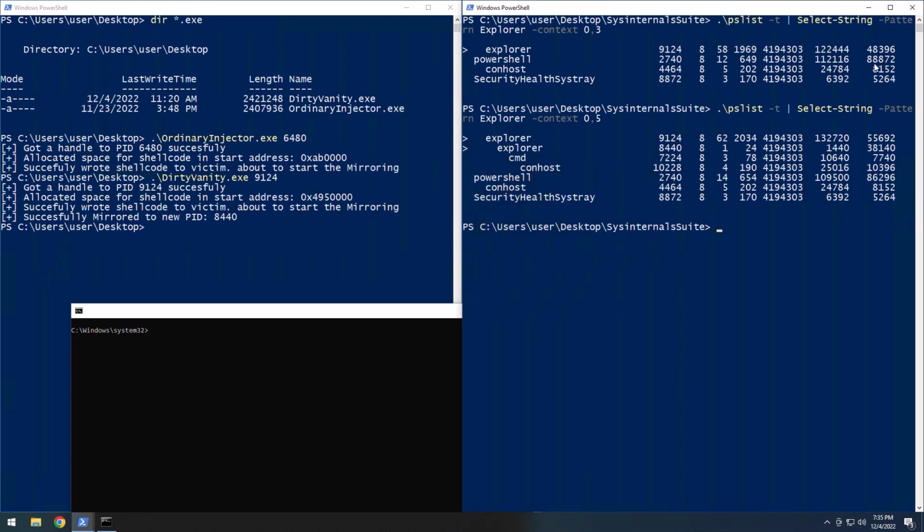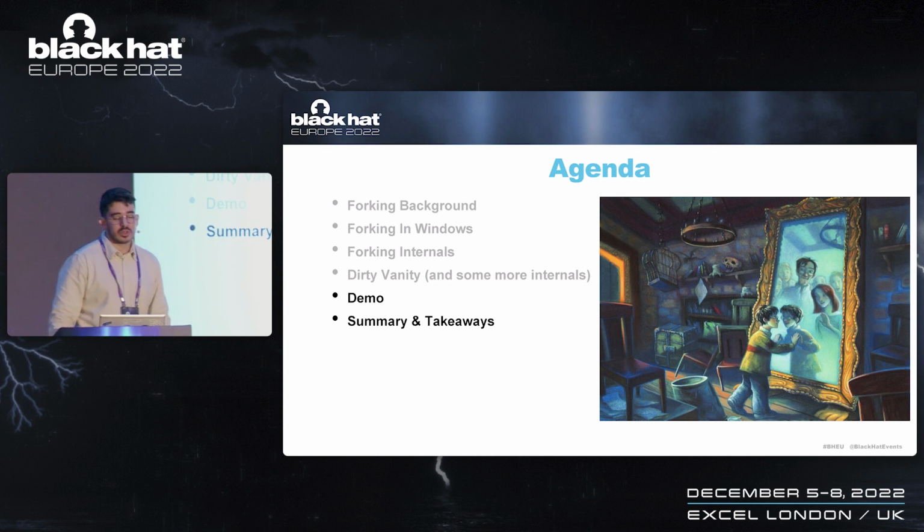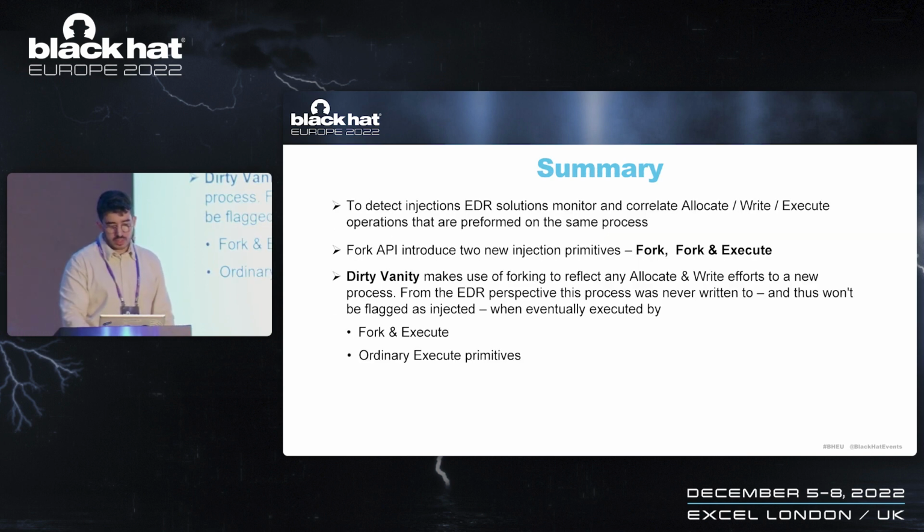Okay, so this was the demo. Time for summary and takeaways. To detect injections, EDR solutions usually monitor and correlate attempts of allocation, writing, and execution. It correlates these attempts that are being invoked on the same process. What the fork APIs do is they introduce two new primitives to this injection game, fork and execute. And what it does, it basically splits the EDR's vision.